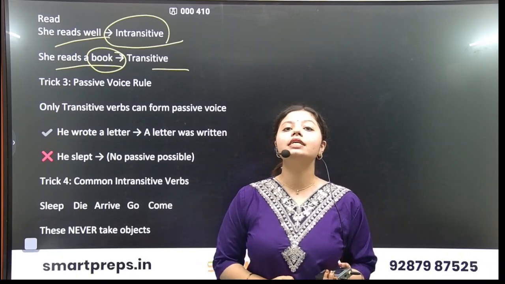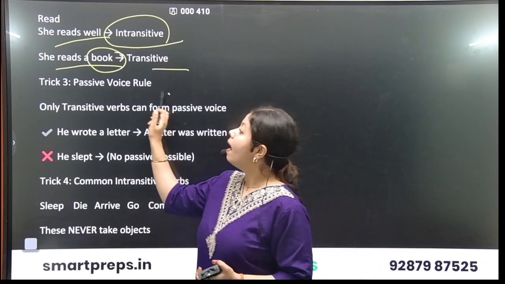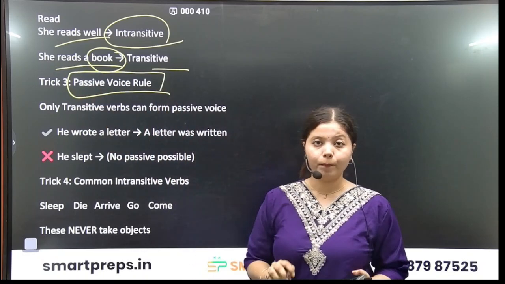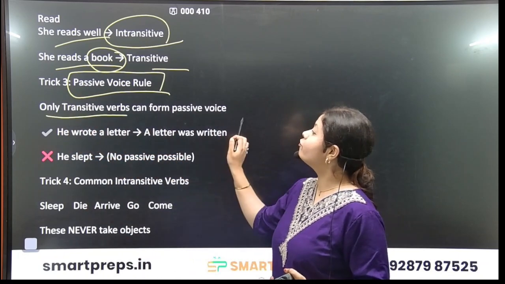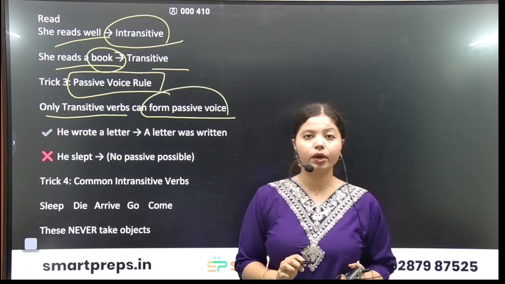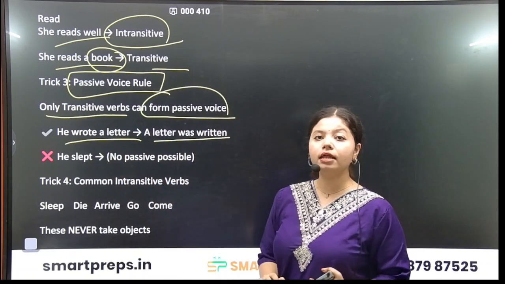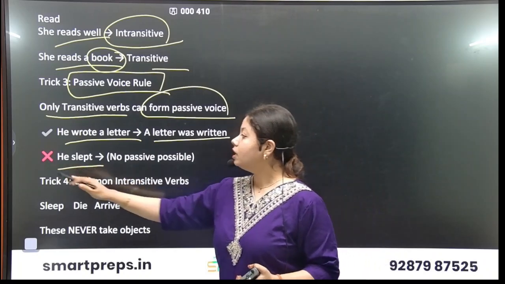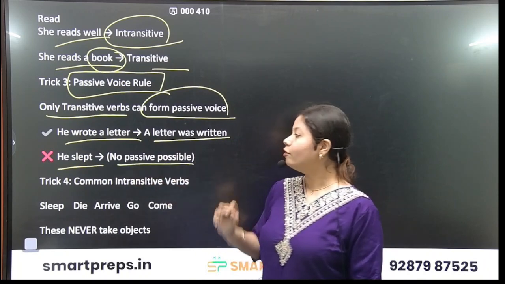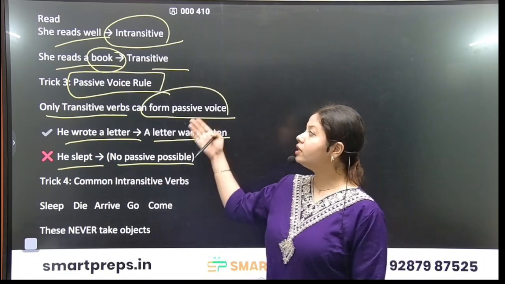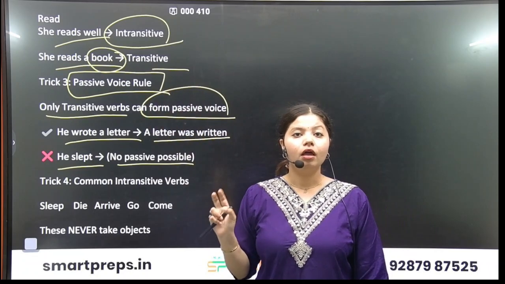Now there is another trick. One was the object test, one was same verb, different role. Now trick 3 is the passive voice rule. Only transitive verbs can form passive voice. Let's check how. He wrote a letter. A letter was written. He slept. Can we convert it to passive? No. So no passive voice is possible here. So only transitive verbs can form passive voice.